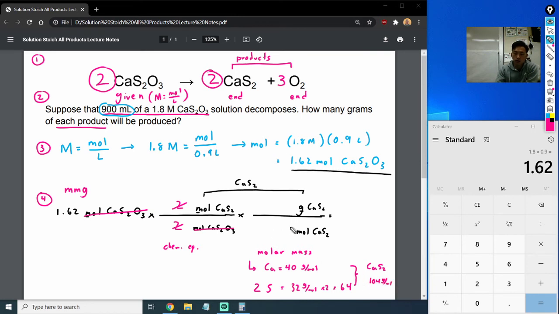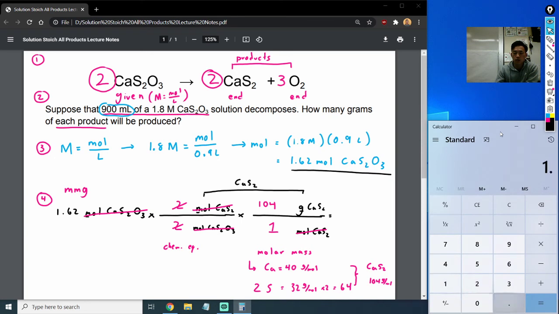And so we're going to plug that in here. Our number on top is going to be 104 grams of CaS2 per every 1 mole of CaS2. And then these units will cancel out. And there you go, you can solve out that problem. So from here, it's pretty simple. You just multiply the tops, divide the bottom.